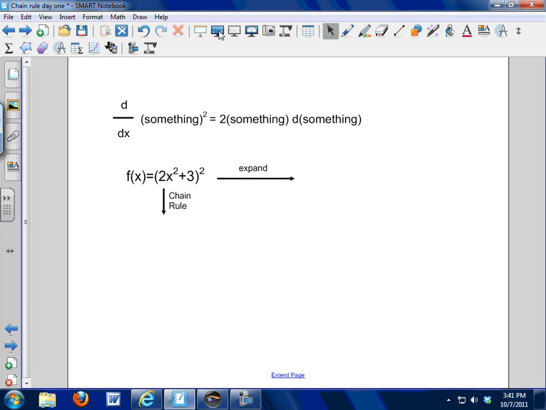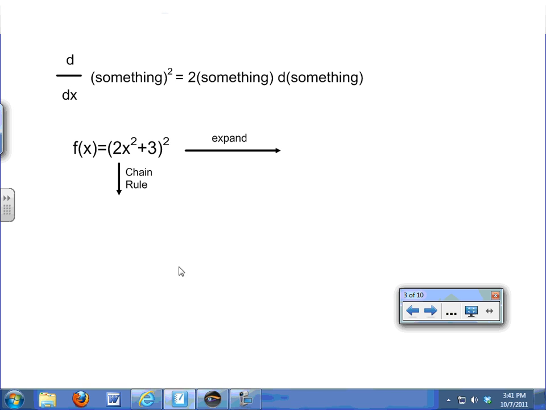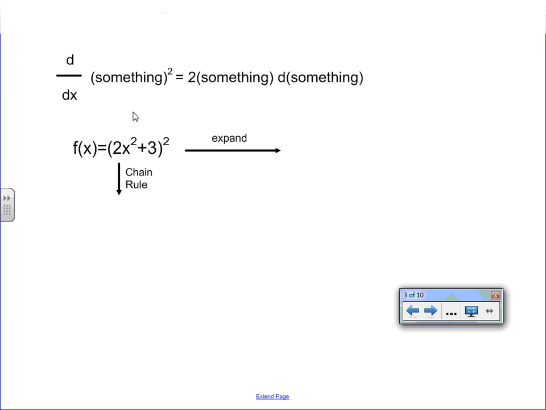So we have this little thing called the chain rule. The basic thing in the chain rule we're going to start with is that the derivative of something squared is 2 something d something, twice something times the derivative of something. Think about it: the derivative of x squared is 2x. The derivative of anything squared is 2 times that something times the derivative of that something.